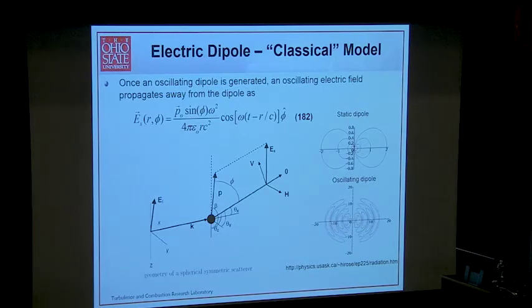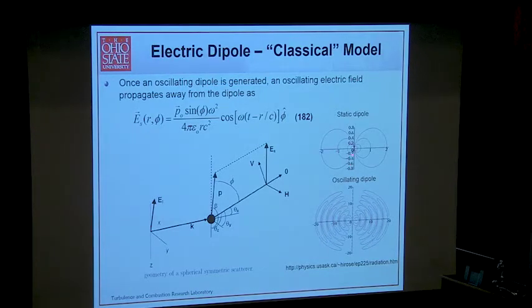So once an oscillating dipole is generated, an oscillating electric field propagates away from the dipole. So let's think about this at one point in time. We have electric field that comes in. At one point in time, we generate a dipole moment. And what happens is that has to propagate away. And since we continue to oscillate that, we end up with this character.